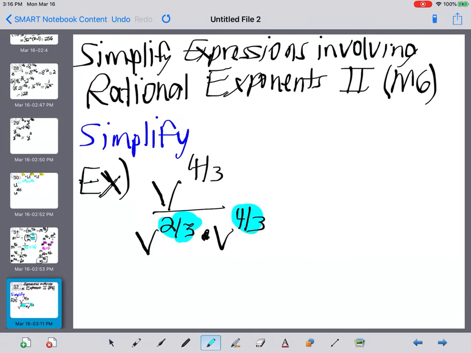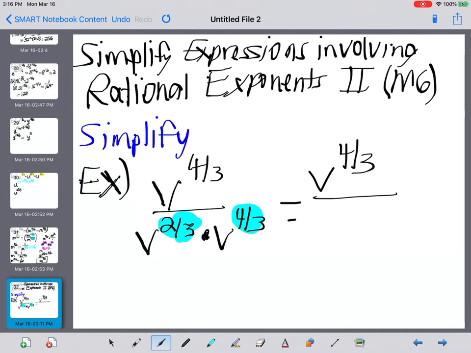Man, I have to tap things multiple times for it to respond. So on the top, I still have v to the 4/3. Oh my, this is really acting up. So v to the 4/3 is still on top. That is not any better.